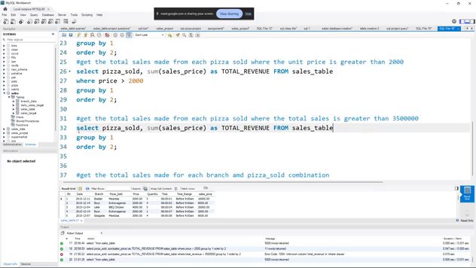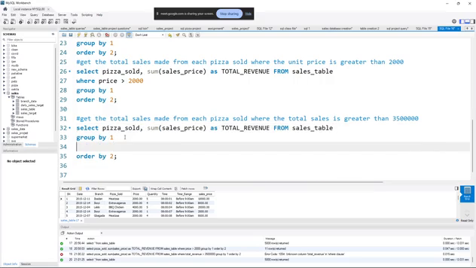I can't use a where clause. There's something we call having. Having is used for an aggregate function. Instead of using a where clause, you use having. But that having is going to be used after the group by.